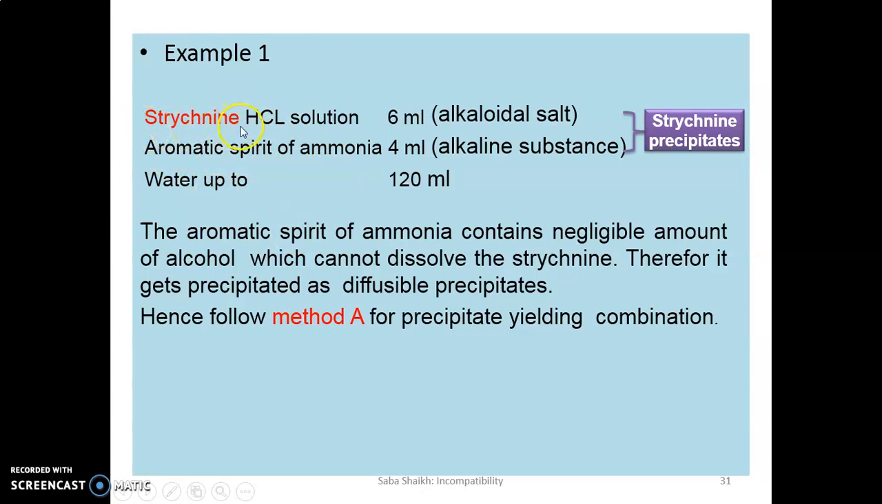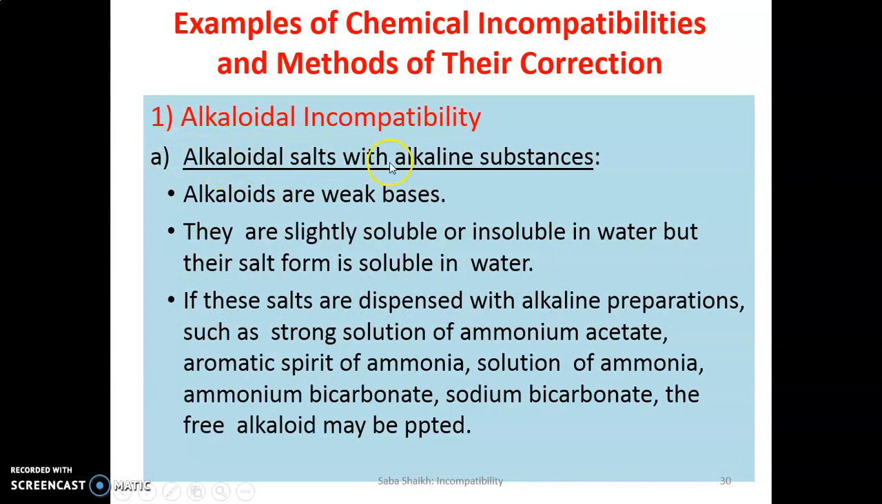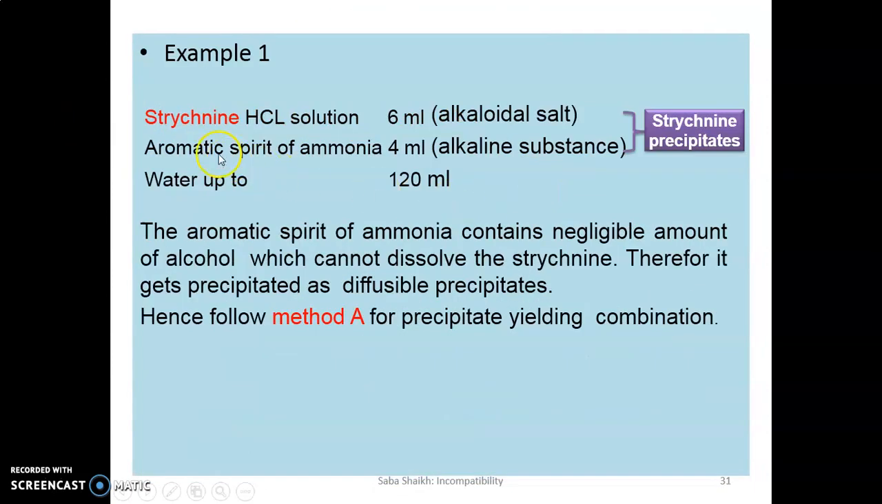Now here, strychnine hydrochloride solution, that is strychnine. This strychnine is an alkaloid and HCl makes it a salt. So it's an alkaloidal salt, and aromatic spirit of ammonia is an alkaline substance. Just as we have seen, alkaloidal salt with alkaline substance. Water is a vehicle. Now here we can understand that this will produce a precipitate, that will be a strychnine precipitate. The aromatic spirit of ammonia contains a negligible amount of alcohol which cannot dissolve the strychnine. Therefore, it gets precipitated as a diffusible precipitate.